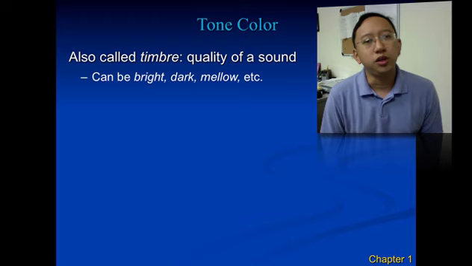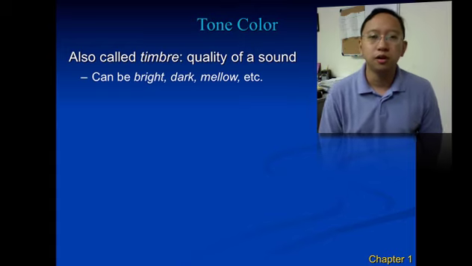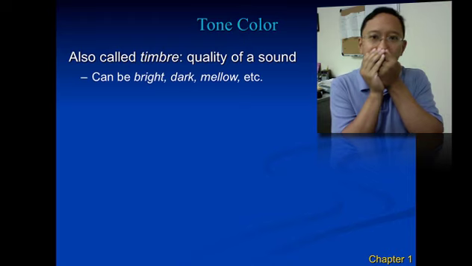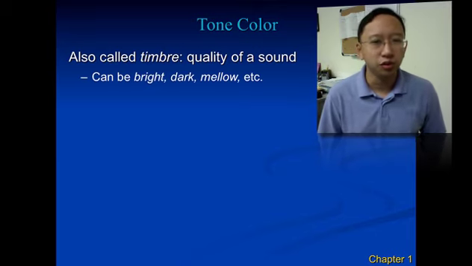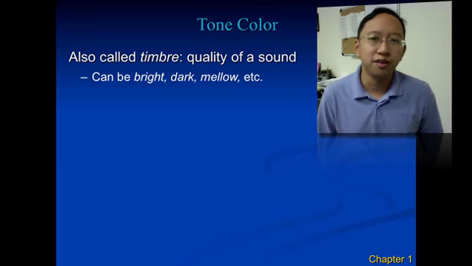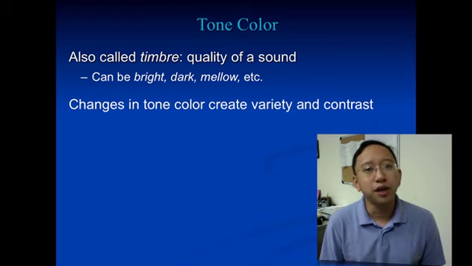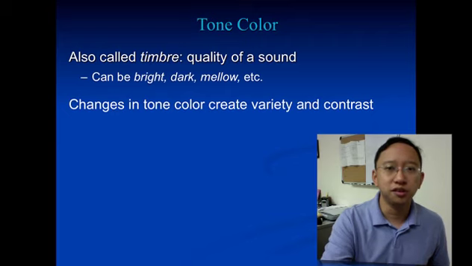Words that we use to describe tone color, when you hear a particular tone, could be bright, dark, or hollow, when something is covered up like this. It could sound mellow, or there are so many different ones. It could sound rough or raspy. Those are some of the words that we use to describe the timbre or tone color of the sound. And it does provide a lot of variety and contrast to the music that you're listening to.